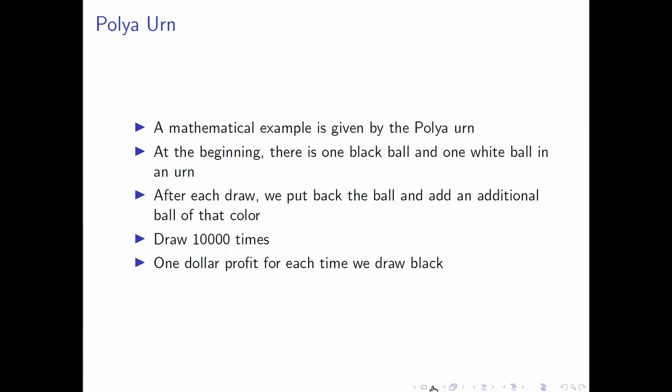A mathematical example is given by the Polya urn. The idea is as follows. We start with an urn with one black ball and one white ball. After every draw, we put the ball back in the urn and add an additional ball of that color. The consequence is that the probabilities change over time. In an ordinary sampling with replacement, the probability stays the same for each draw. In contrast, in the Polya urn, the probability of drawing a color increases by drawing that color.